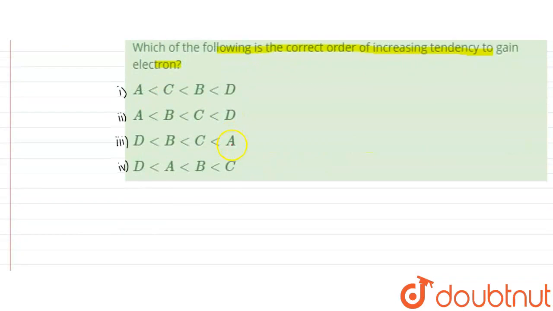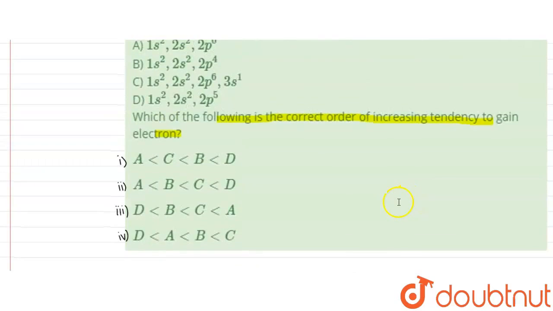The first one is 1s2 2s2 2p6. So over here we can see that the octet is complete. Over here we have 2 plus 6, the second orbit has 8 electrons, that means its octet is complete. Therefore it wants no electron, neither it wants to gain an electron nor it wants to lose an electron, therefore it will have very less tendency to gain an electron.